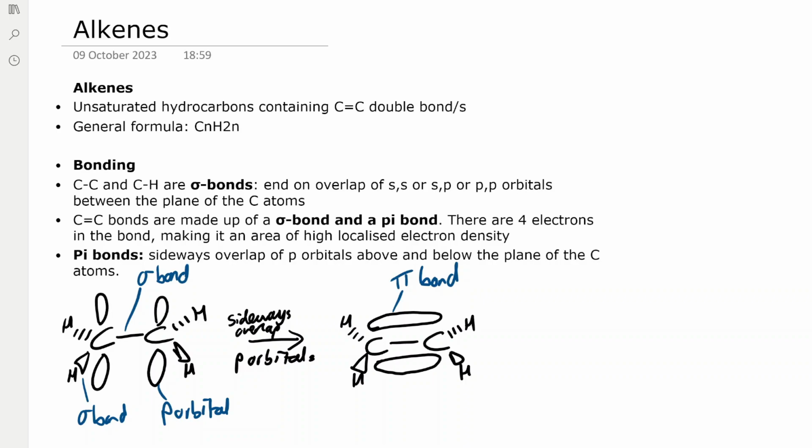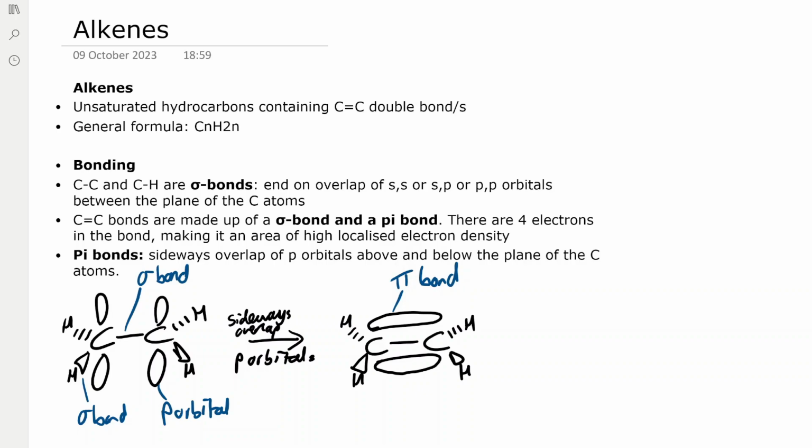And the bonding in alkenes: alkenes have sigma bonds, which are the carbon-carbon single bonds and the carbon-hydrogen bonds. And these form when there's an end-on overlap of S and S, or S and P, or P and P orbitals between the plane of the carbon atoms. And then we also have carbon-carbon double bonds, which are made up of 1 sigma bond and 1 pi bond.